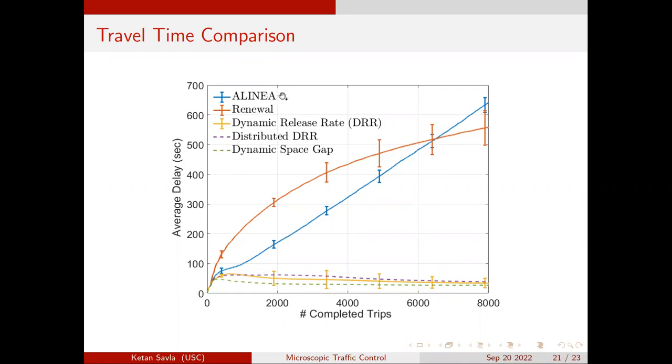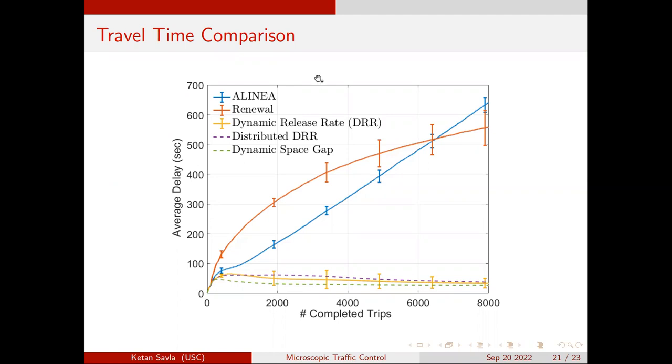So what we did was we took the Alinea controller and on top of that enforced a safety constraint, because the Alinea control by itself, because it's based on macroscopic models, doesn't allow for safety considerations. So we impose the safety considerations, like a vehicle can merge only when there's a gap and all of that. And we compare the travel time performance with the policies that I just mentioned, right? The renewal policy, the dynamically restricted distributed version, the dynamic space gap policy. So the bottom four are our policies, and the Alinea is the competing policy from the literature.